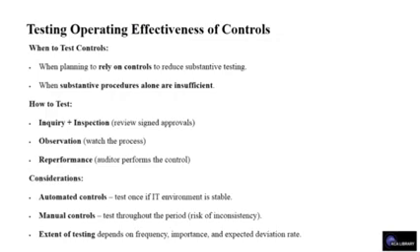The considerations that need to be put in place are: one, automated control, which can be tested once if the IT environment is stable. We also have manual control, which is tested throughout the period, and provides a risk of inconsistency. Another, which is the last one, is that the extent of testing depends on frequency, importance, and expected deviation rates.